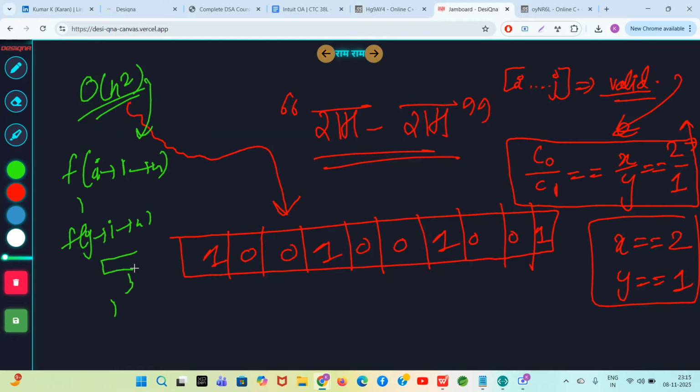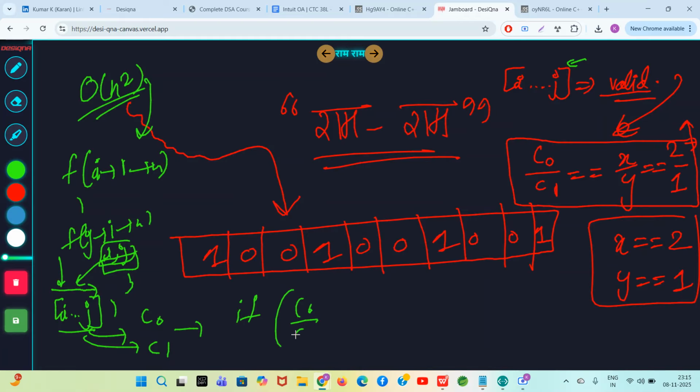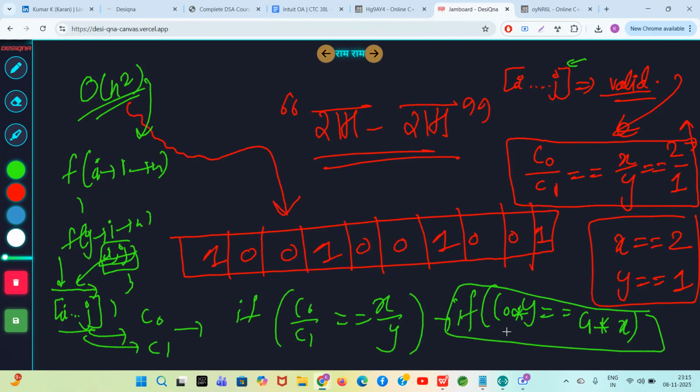Inside this, you will have i comma j, where i comma j indicates the subarray from i to j. i is the start point of the subarray, j is the end point, and you can know how many zeros and how many ones are coming here. So you can check if C0 by C1 is equal to x by y, but this can give you a decimal point floating error. So you should do cross multiplication. If C0 into y is equal to C1 into x, that would mean that yes, this subarray is valid.